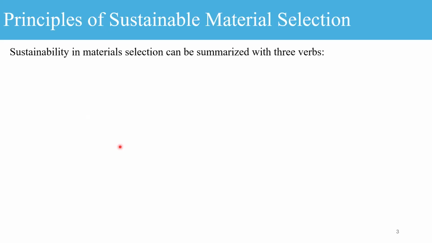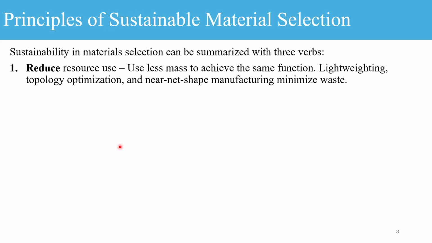Sustainability in material selection can be summarized with three principles, as I mentioned earlier. One is reduce resource use. The idea here is to use less mass to achieve the same function. Some engineering things that we can do for reducing the resource use are lightweighting the product, topology optimization, and manufacturing the products in a near net shape using near net shape manufacturing, which minimizes the waste.